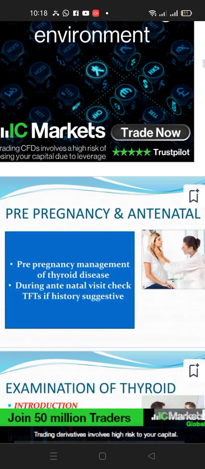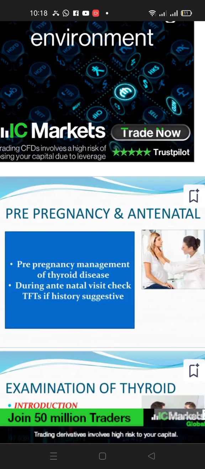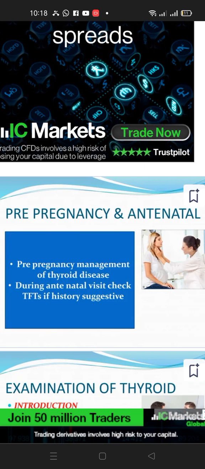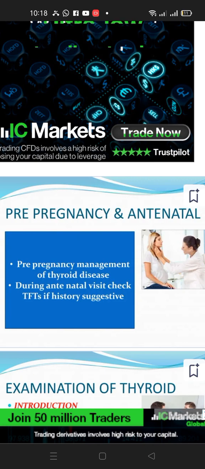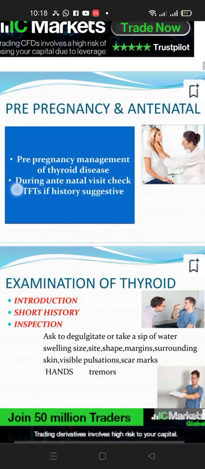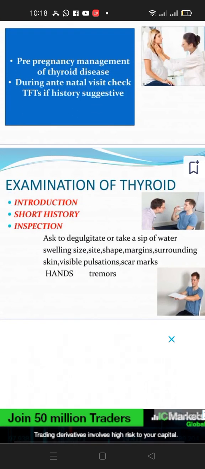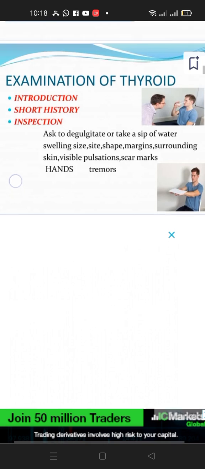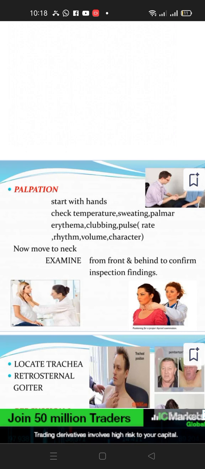Now what happens regarding the antenatal management? The pre-pregnancy management of the thyroid gland during antenatal visit: check the thyroid function tests if the history is suggestive in the patient. So we have to examine the thyroid, and we have to take history, we have to inspect it, we have to see the swelling, the site, size, shape, and the margins, the surrounding skin, the visible pulsations, the scar marks, and also hands and tremors. The eye signs should be seen, and palpitations should be assessed.